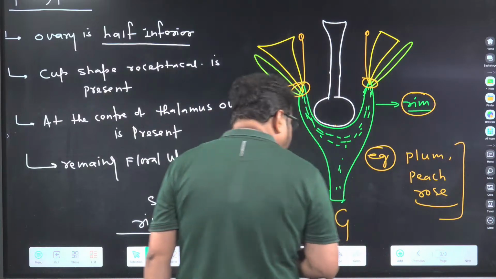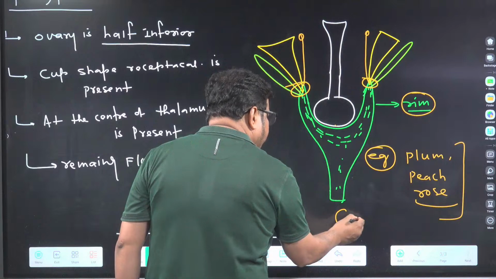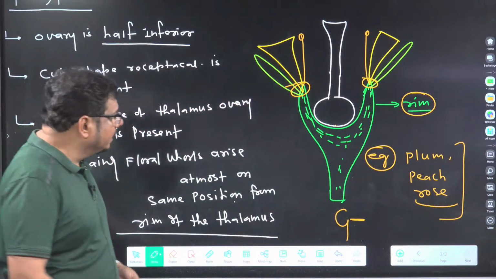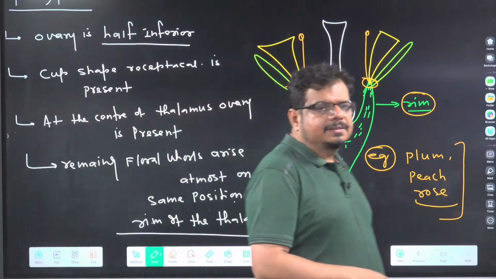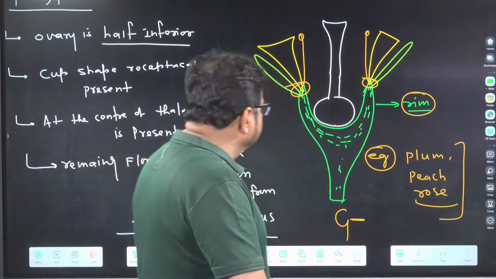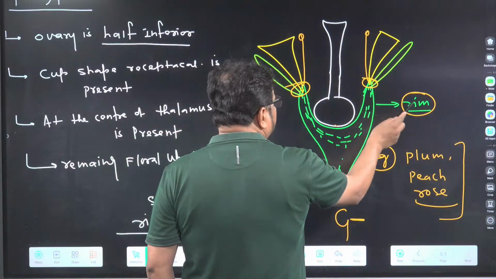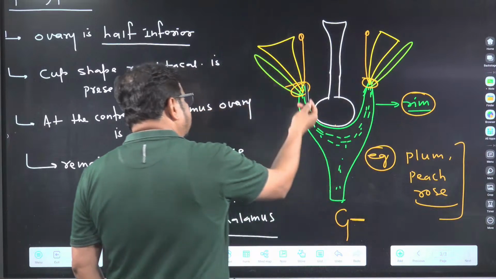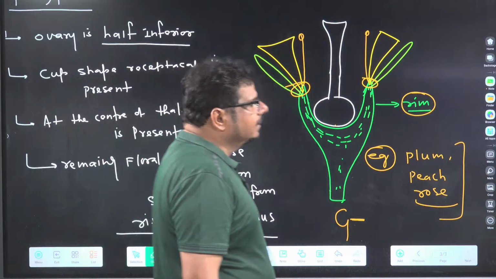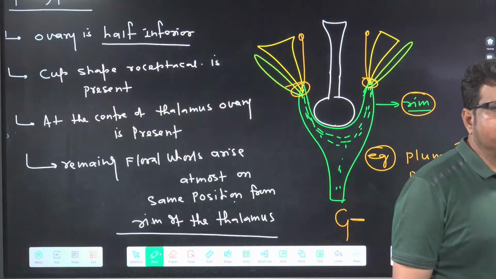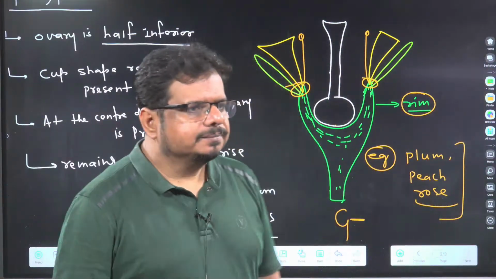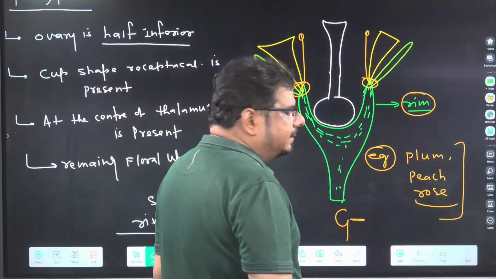Now for perigynous, how do we do the symbolization? We write gynoecium G and put a bar in the middle, like this. It is the symbol for the perigynous condition. So the other floral whorls arise from the rim at almost the same level, and in the center of the cup-like structure the ovary is present. That condition is called perigynous. Examples are plum, peach and rose. It's over. Can we move ahead?